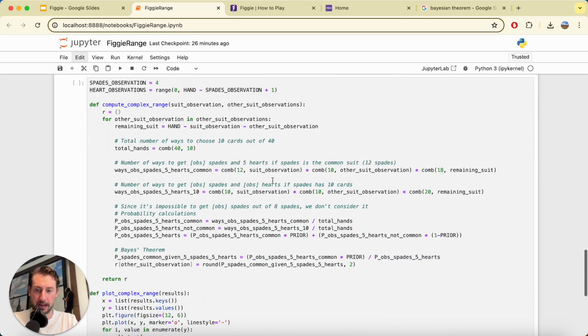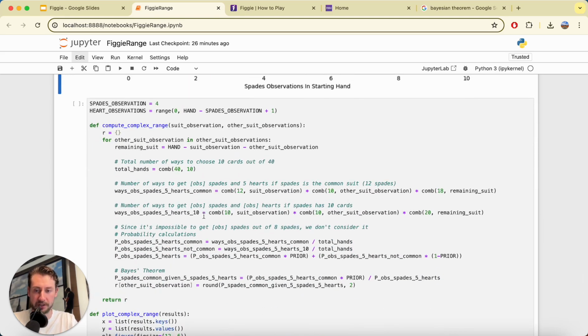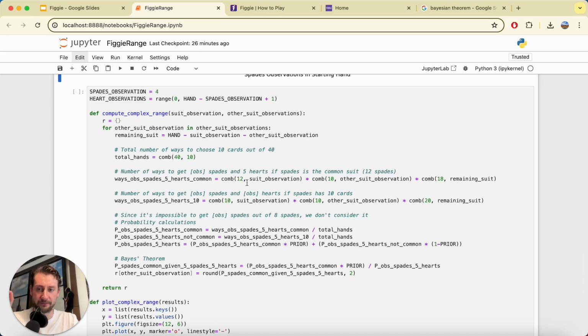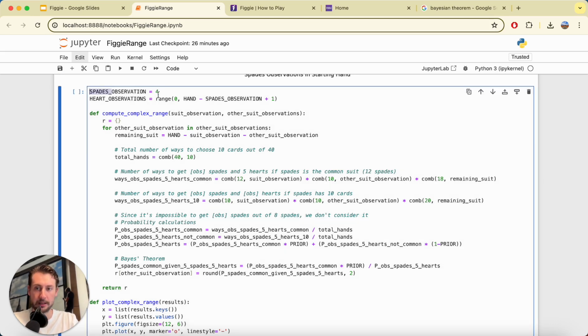I'm not going to get too much into the details of the code here. It's more or less the same methodology, just slightly different, so I tried to structure the code in the same way. But I wanted to show you, if we want to go one step further, what is the estimated probability of having spade as the common suit, given 2 facts now: given that I have 4 spades in my hand, and given that I have X hearts in my hand as well.